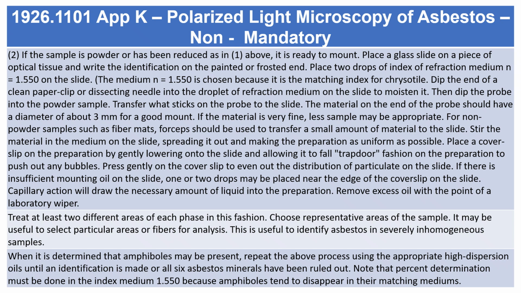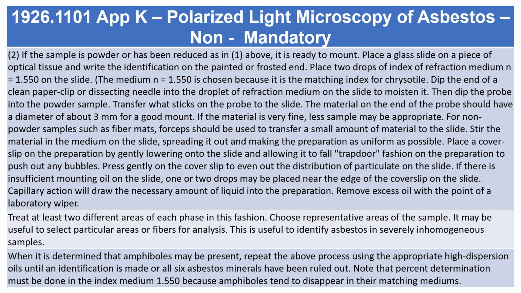The material on the end of the probe should have a diameter of about 3 mm for a good mount. If the material is very fine, less sample may be appropriate. For non-powder samples such as fiber mats, forceps should be used to transfer a small amount of material to the slide. Stir the material in the medium on the slide, spreading it out and making the preparation as uniform as possible. Place a cover slip on the preparation by gently lowering it onto the slide and allowing it to fall trapdoor fashion on the preparation to push out any bubbles.